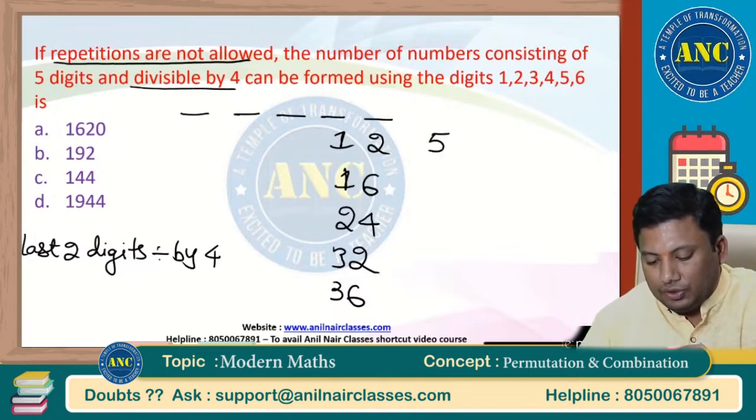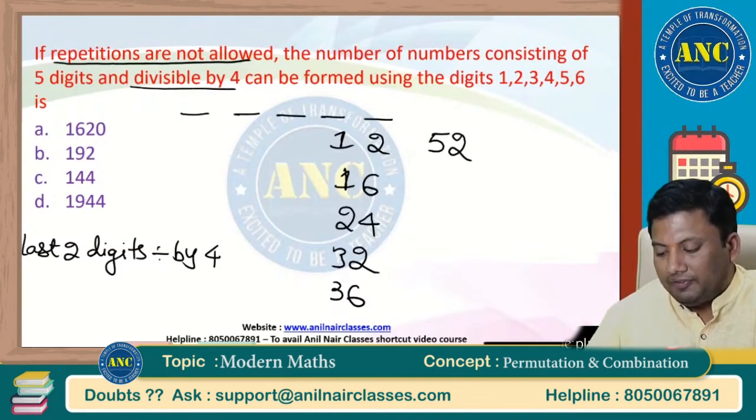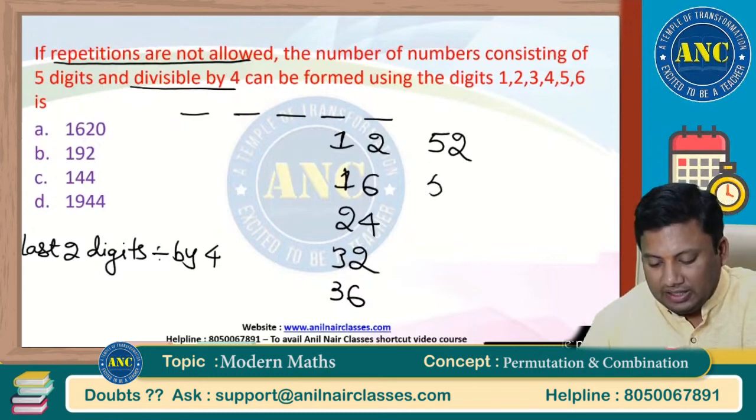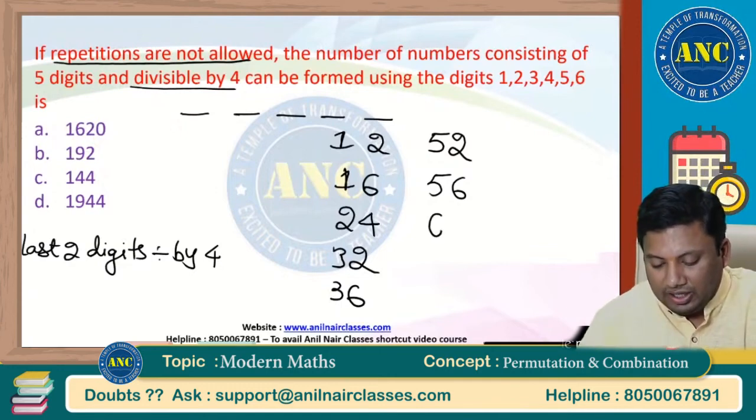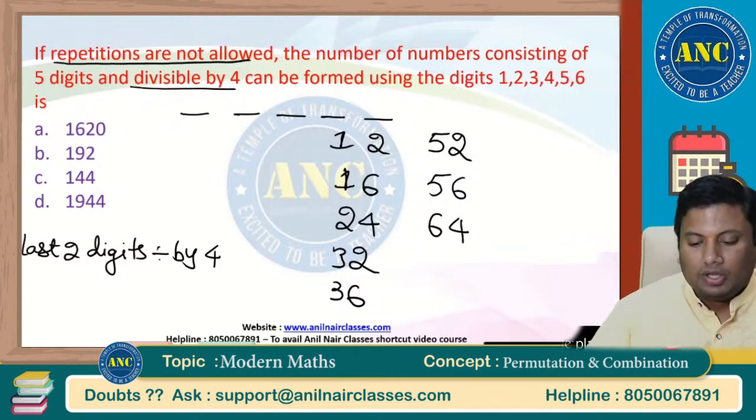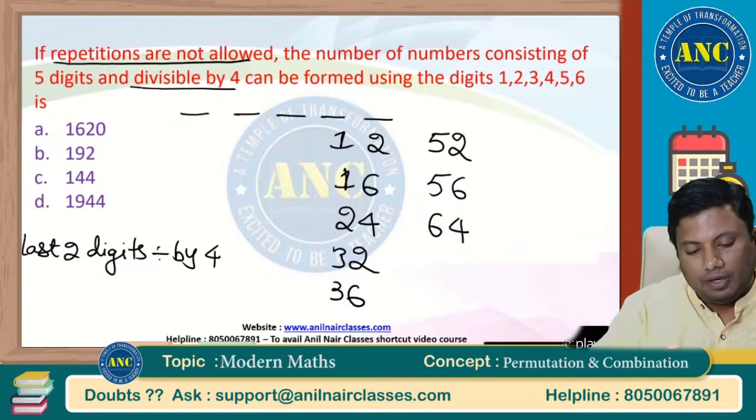51, 52, another one. 53, 54, 55, 56, another one. Next one. 60, 61, 62, 63, 64. 64. So, last 2 digits are divisible by 4.